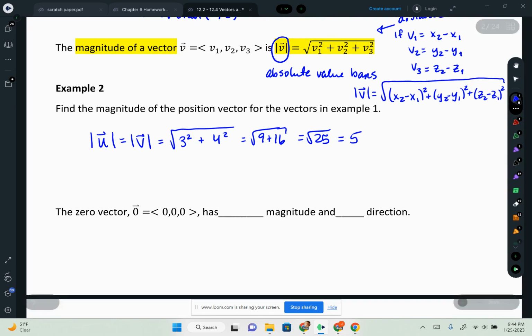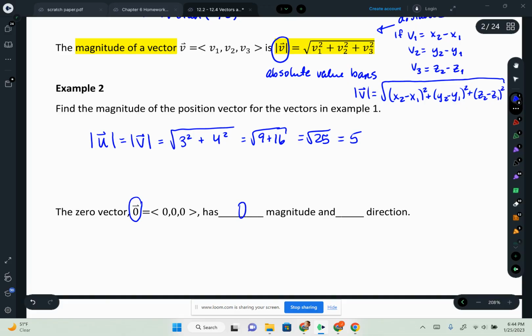The zero vector. So the zero vector, believe it or not, needs to exist. We can't just have the zero number. We have to have the zero vector, because a vector will have components. And the interesting thing about the zero vector is that it has zero magnitude. If you were to square 0 squared plus 0 squared plus 0 squared, you get 0, and the square root of 0 is 0.